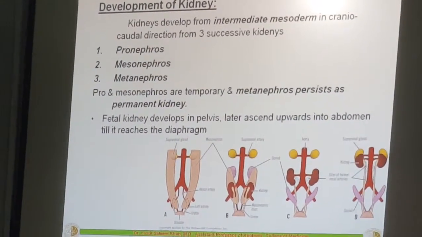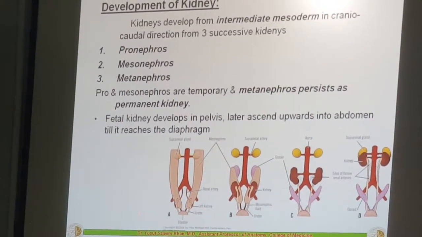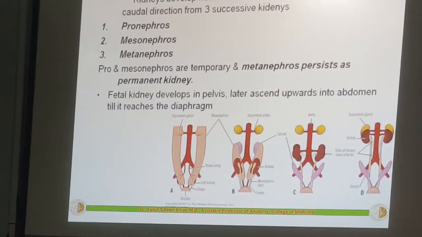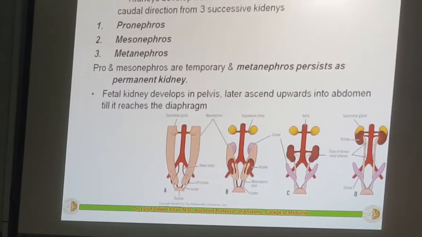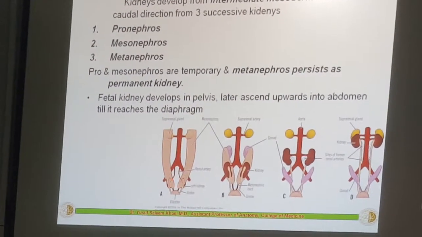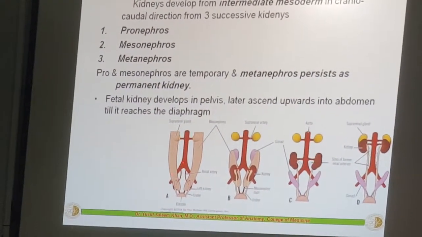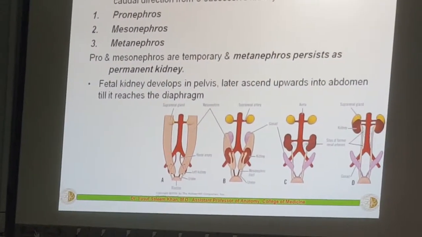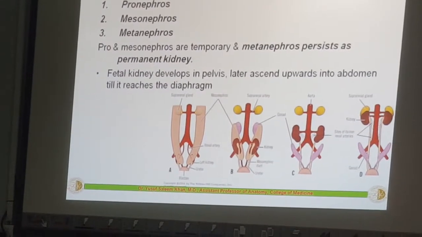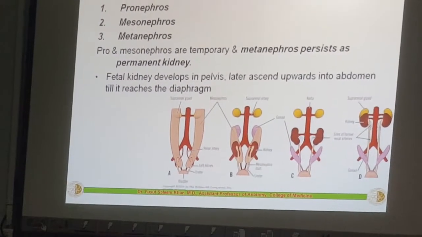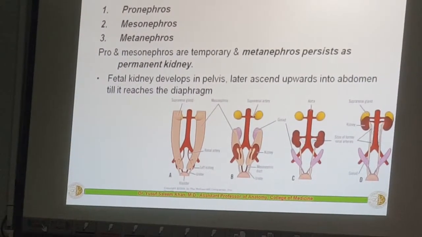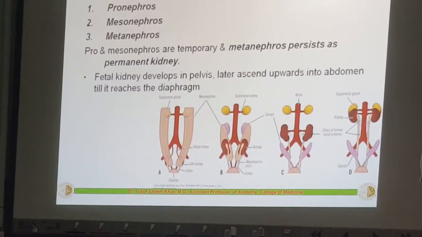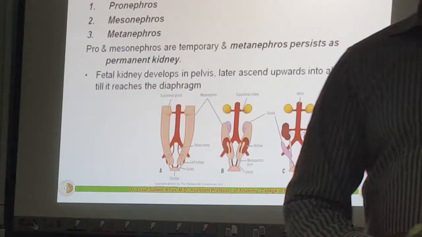Actually, as I said, the kidney develops in the pelvis. Slowly, it ascends upwards. When it is in the pelvis, the renal arteries are branches of the common iliac arteries. When the kidneys ascend upwards, even the arteries will change. Initially it was down; when the kidney has ascended, the arteries have also ascended.